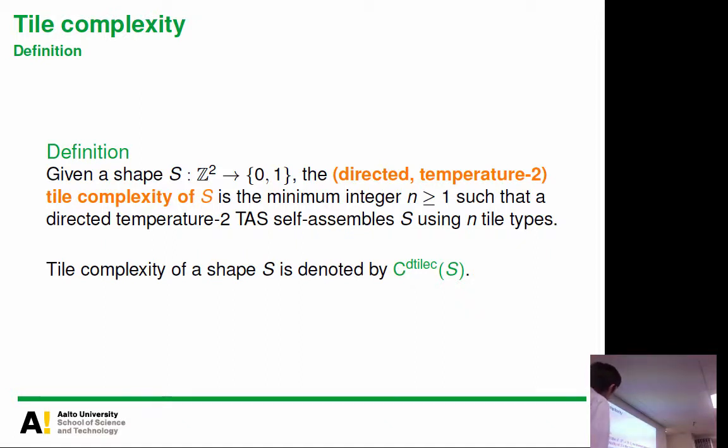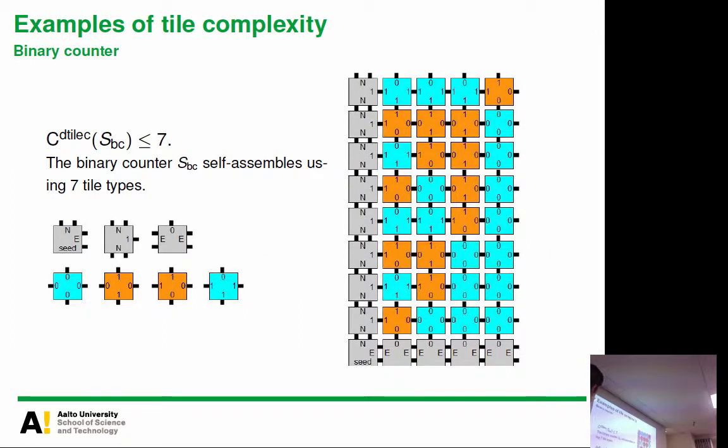So you are given some shape. A shape just says you are given some XY plane, and then to 0, 1. 0 means not filled, 1 is filled. And then the tile complexity of this shape is the minimum integer n such that a directed temperature 2 tile assembly system assembles S using this number of tile types. Okay. So, for example, the binary counter's tile complexity is at most 7 because there is this specific system which makes this binary counter. Is it okay?